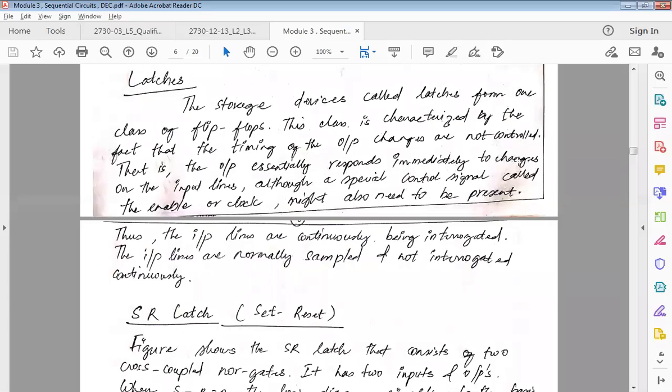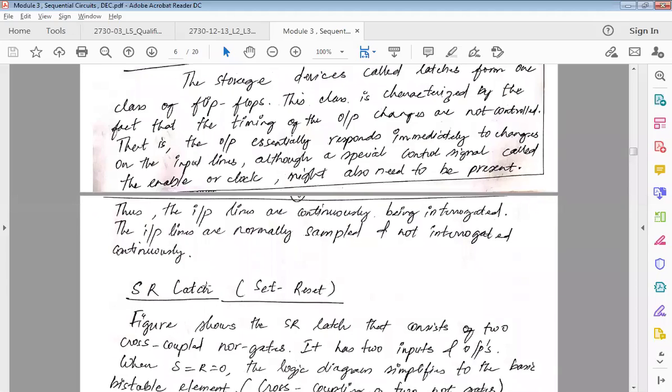Output essentially responds immediately to changes on the input lines, although a special control signal called enable or clock might also need to be present. So if I enable, then only it's going to work. If I disable, then it's not going to work. Thus, the input lines are continuously being interrogated, which means it is always sensing what is at my input side and checking, right?